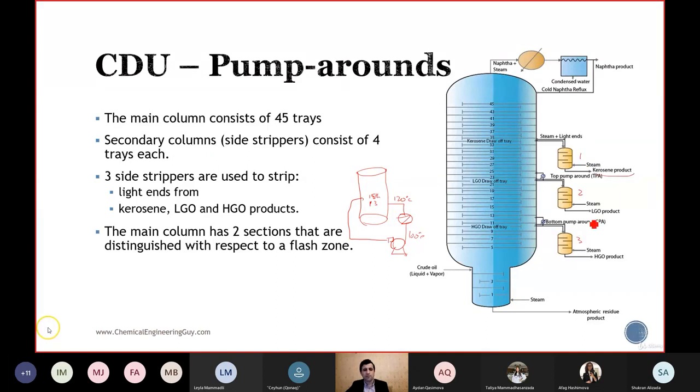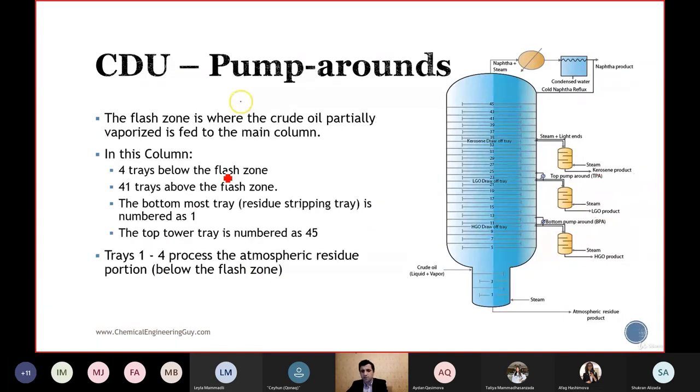The main column has 2 sections that are distinguished with respect to the flash zone. Okay, these are the flash zone. 4 trays are the flash zone. This is the flash zone. And 41 trays above the flash zone. The bottommost tray is numbered as 1. This is 1, and we go up.